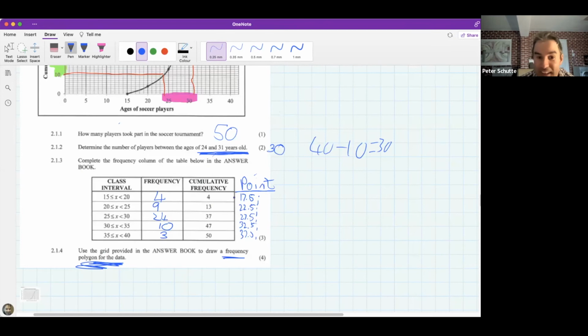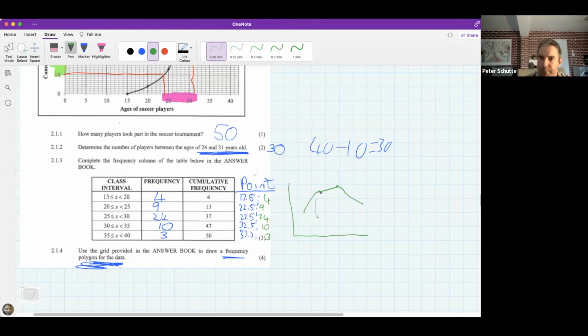It's not the cumulative, Himali. So for the frequency polygon, it's going to be the frequency column, which makes sense when you think about it, right? It's not cumulative frequency curve, it's the frequency polygon. And so this value over here is just going to be 4, 9, 24, 10, and then 3. So these are going to be the points that you would basically join, and you don't join them with curved lines, you join them with straight lines.